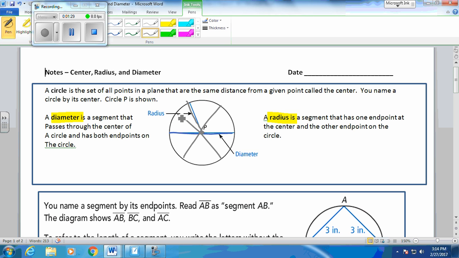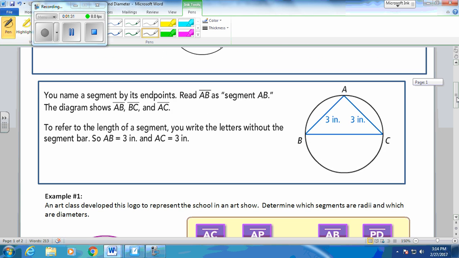Moving on, it says that you also name a segment by its endpoints. So we would read this line, AB with a line over it, as segment AB. And this diagram shows us segment AB, BC, and AC.